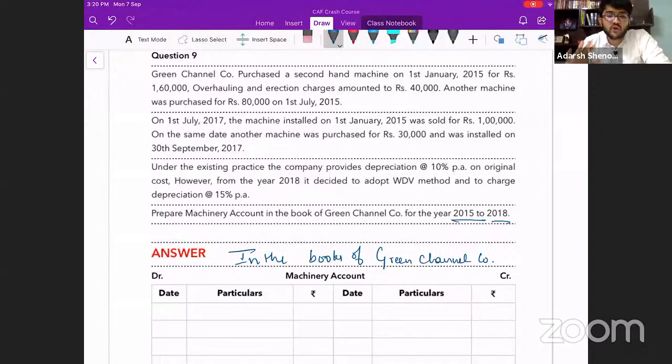We have to follow calendar year. That means Jan to December is what we followed, because they have said for the year 2015 to 2018. They did not say 2015, 16 to 18, 19. Did they say like this? No. This is how we use the terminology when it is a financial year. We say 15, 16, 17, 18, 19, 20, 21. So like this we say.